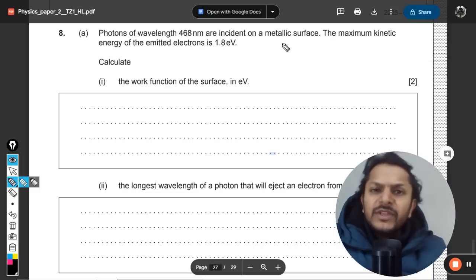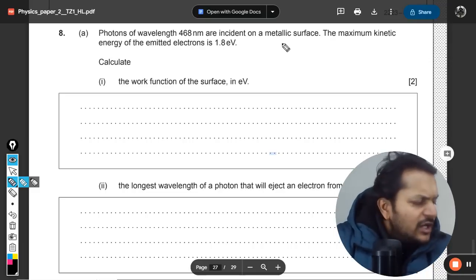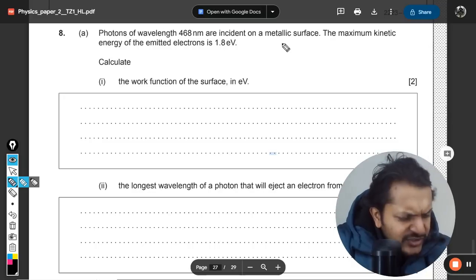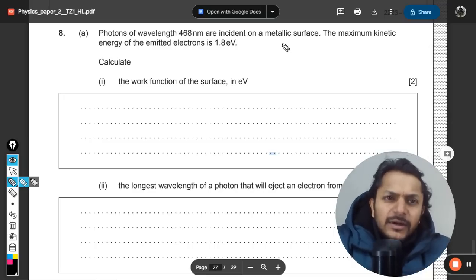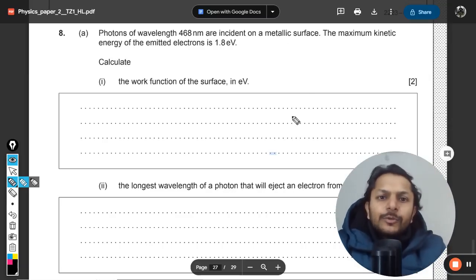This question is from the photoelectric effect, which topic? I believe topic 12, I think. I'm not sure about it, but anyways, okay, no problem.